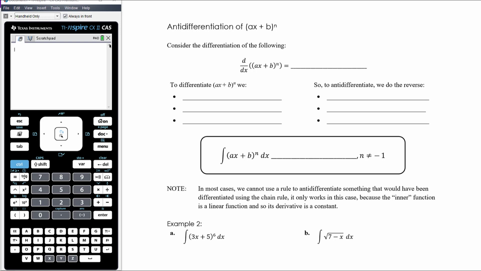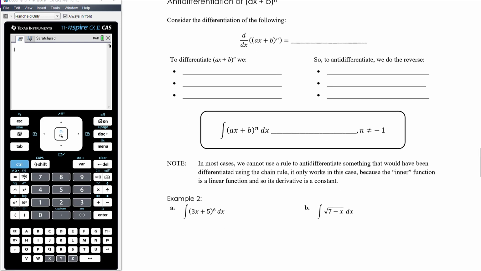Okay, so we cover up our inside function, ax plus b, and we differentiate the outside. So we've got something to the power of n. So when we differentiate, it's going to be n times that something to the power of n minus 1. And then we have to multiply by the derivative of the inside, which in this case, it's a linear function. Derivative of ax plus b is just a.